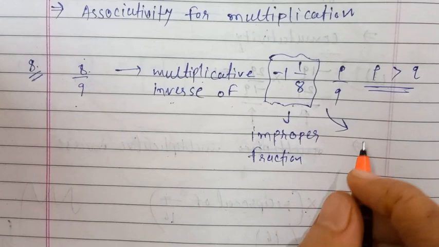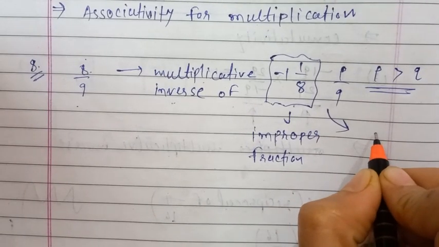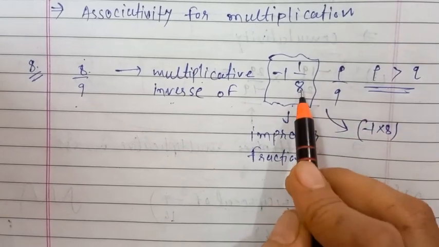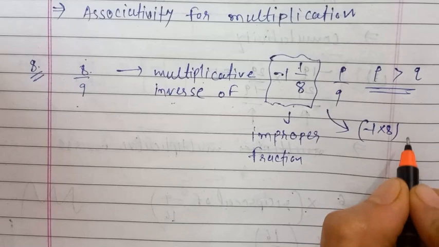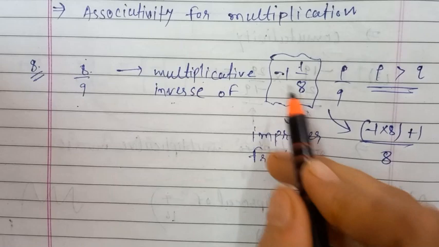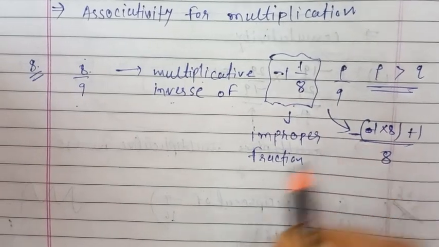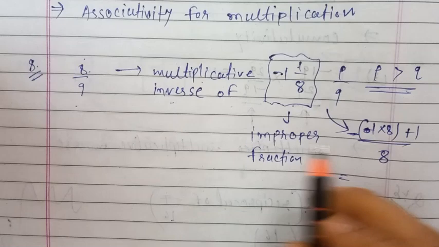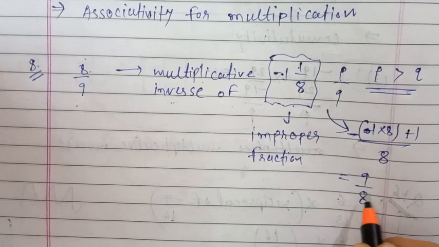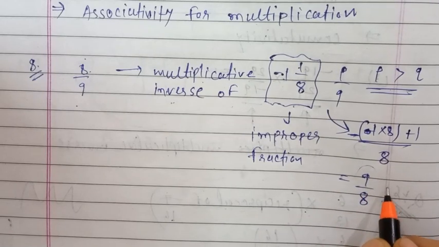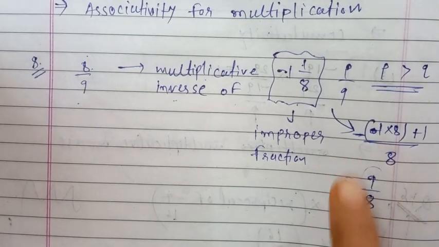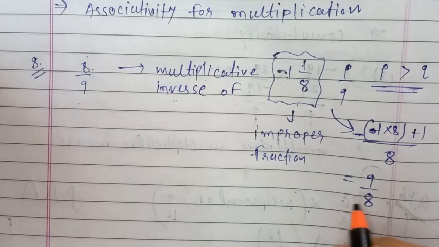can be written as 8 into 1 plus 1, by 8. Minus is the general sign. So 8 ones are 8, 8 plus 1 is 9. So this is 9 by 8. Here the numerator is greater than the denominator, so this is an improper fraction. So we have minus 9 by 8.